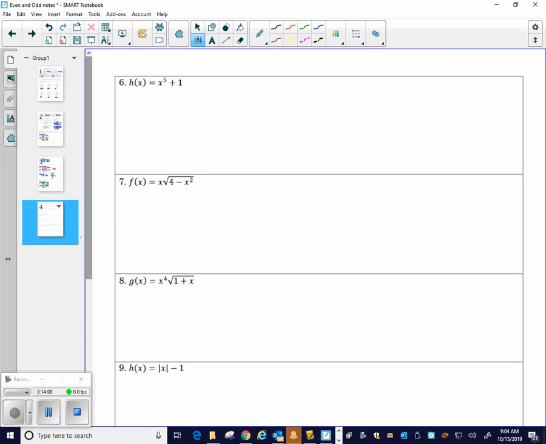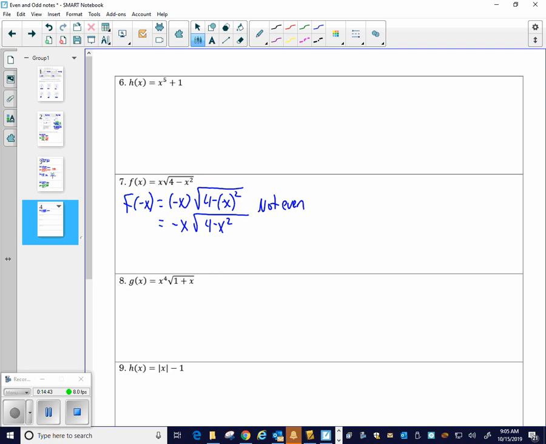All right, number 7, last one. Let's check for even. f of negative x. So if I plug in negative x where all the x's are, and simplify. Negative x on the outside just stays negative x. On the inside, negative x squared is x squared. So I get 4 minus x squared. It's close, but it is not the same as the original. Therefore, this is not even.